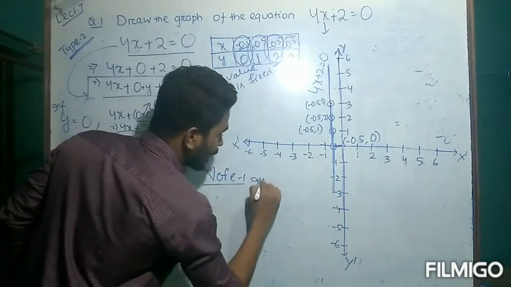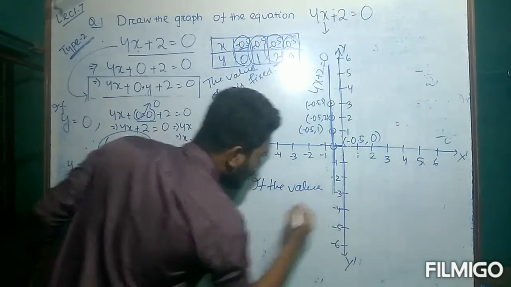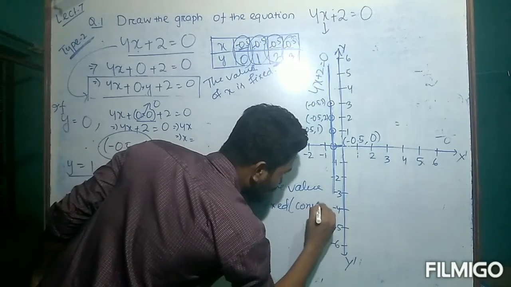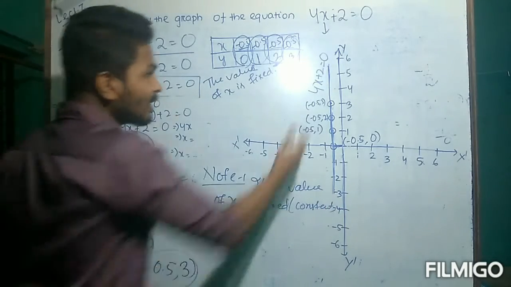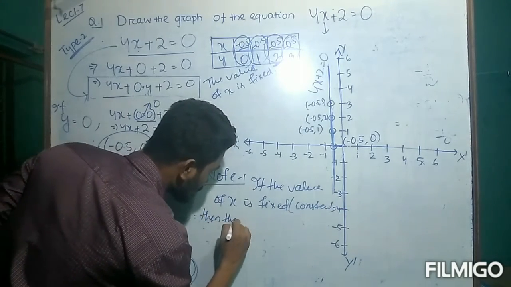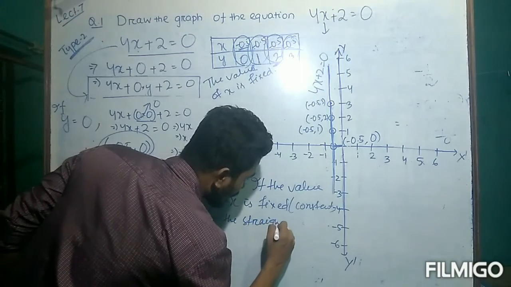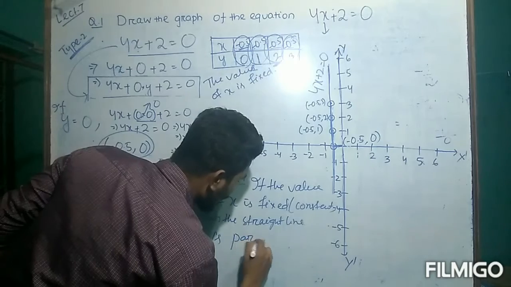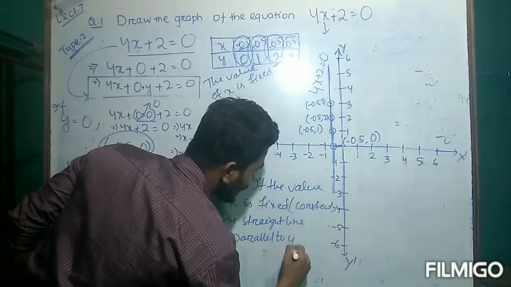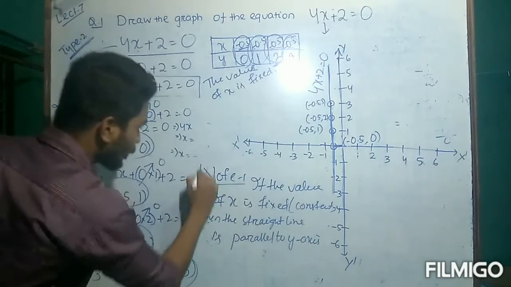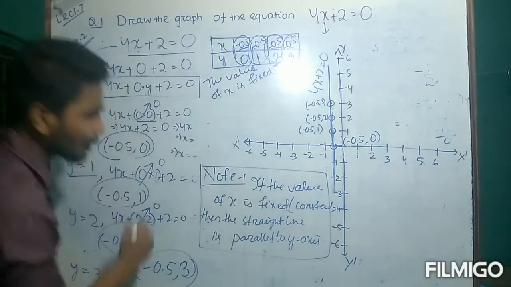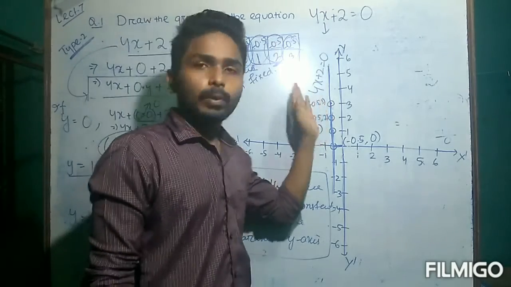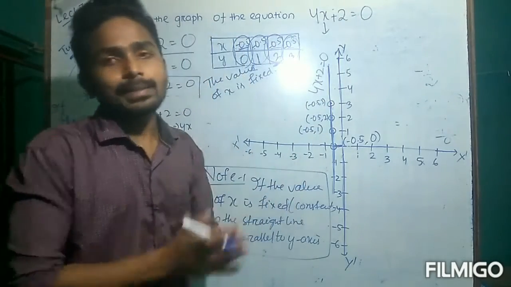So write it. If the value of x is fixed or constant, then the straight line is parallel to which axis? To the y-axis. This is the most important point you have to remember. If the x coordinate is fixed for any value of y, then the straight line that we got from the equation is always parallel to the y-axis.